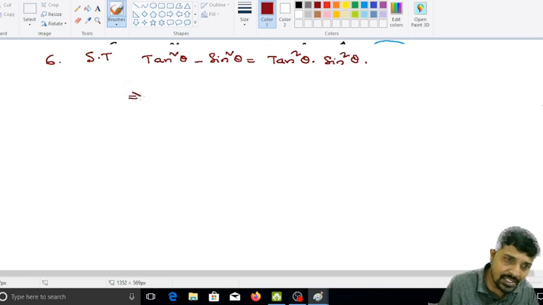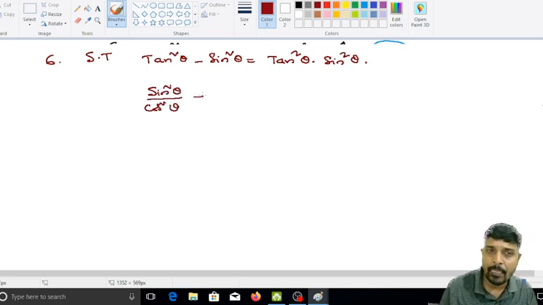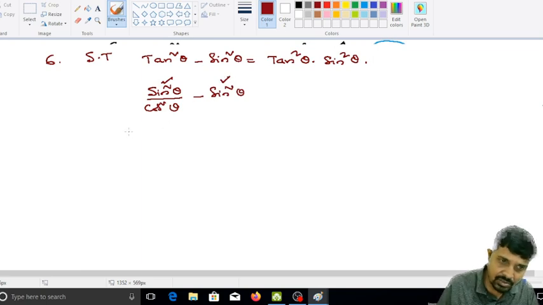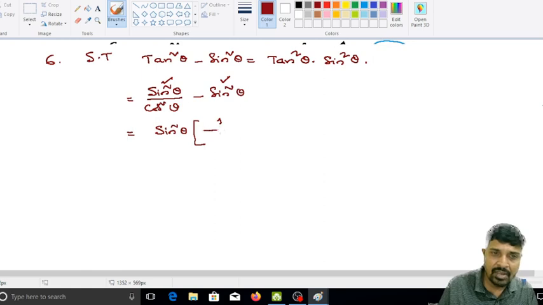See, in the place of tan square theta, I am writing sin square theta by cos square theta minus sin square theta. See, sin square theta is here and sin square theta is here, that's why I am taking it as common. So now the next step is I am taking sin square theta as common. Now here we have 1 by cos square theta minus, total sin square theta has been taken common, that's why it is going to become 1.